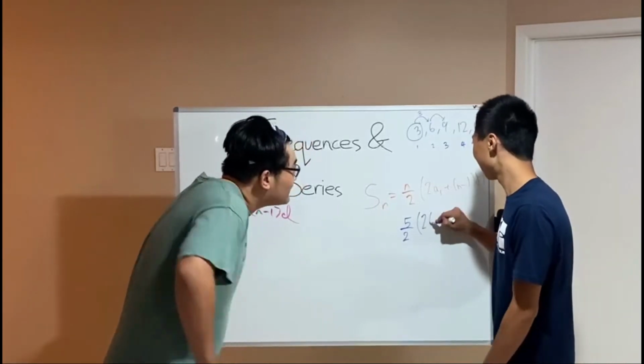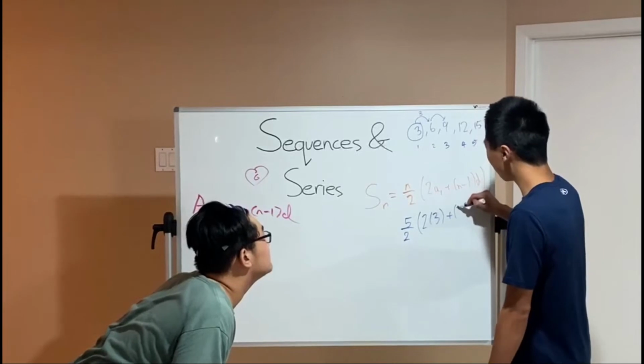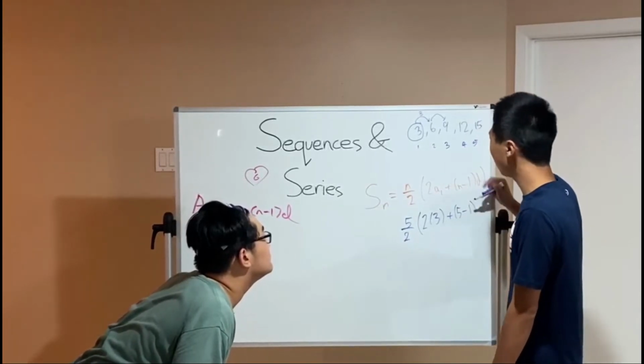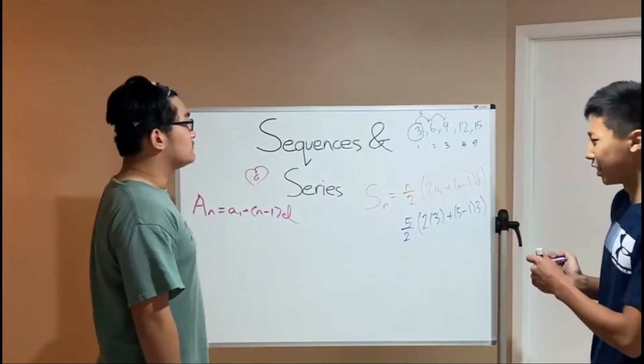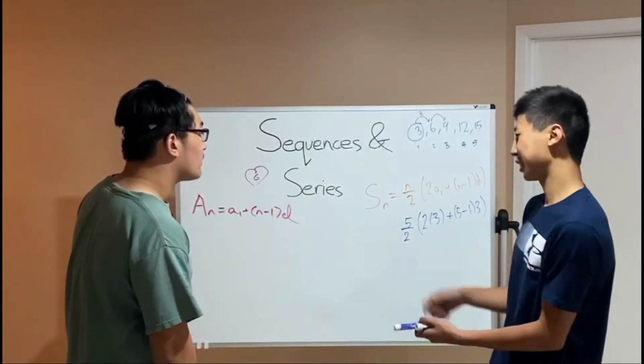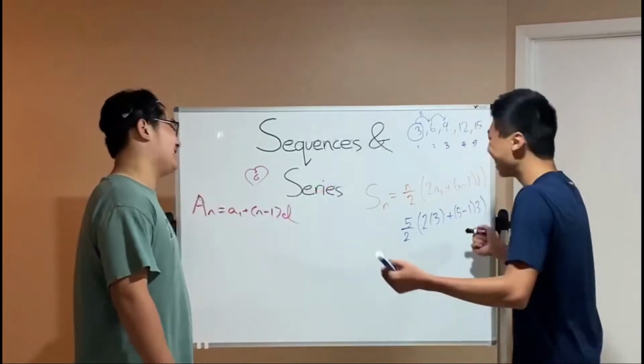We know that the first term is 3. The term we're trying to go up to is 5. The common difference, as explained before, is 3. So when we do this, nobody likes doing this, however, at least it's still better than adding everything up.